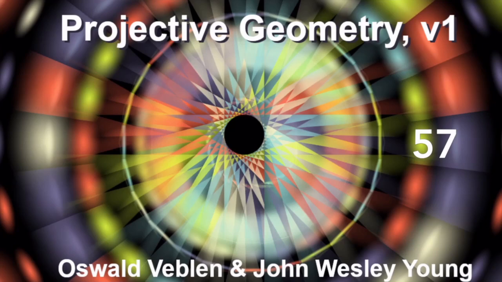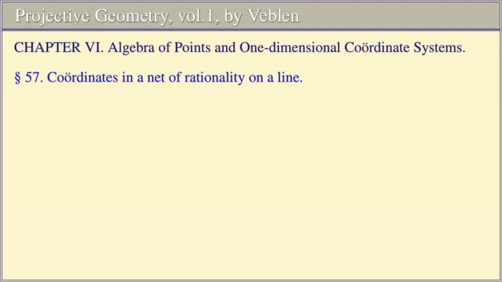Projective Geometry, Volume 1, by Oswald Veblen and John Wesley Young. Chapter 6, Algebra of Points and One-Dimensional Coordinate Systems. Section 57, Coordinates in a Net of Rationality on a Line.